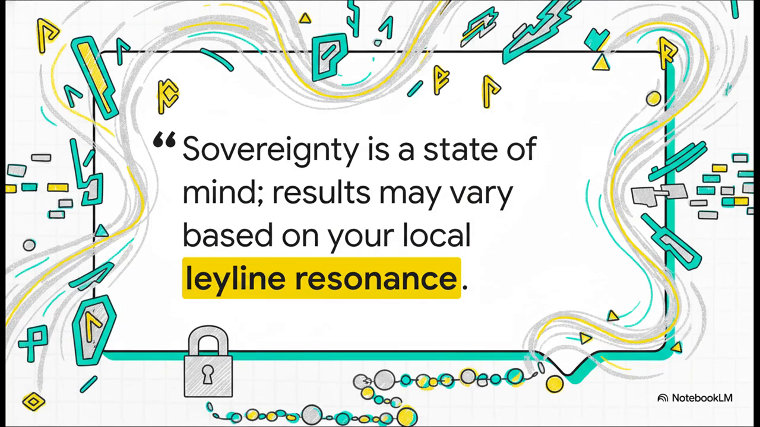Before we get into the technical architecture itself, we have to set the boundaries. The founder, Jacqueline L. Moore, explicitly states that the Moore Sixth Sanctuary operates as a legal and artistic non-binding social experiment. It's built for entertainment, architectural allegory, and educational simulation only. My absolute favorite part of this disclaimer is the closing line. Sovereignty is a state of mind. Results may vary based on your local ley line resonance. It sets exactly the right tone for the journey we're taking today.